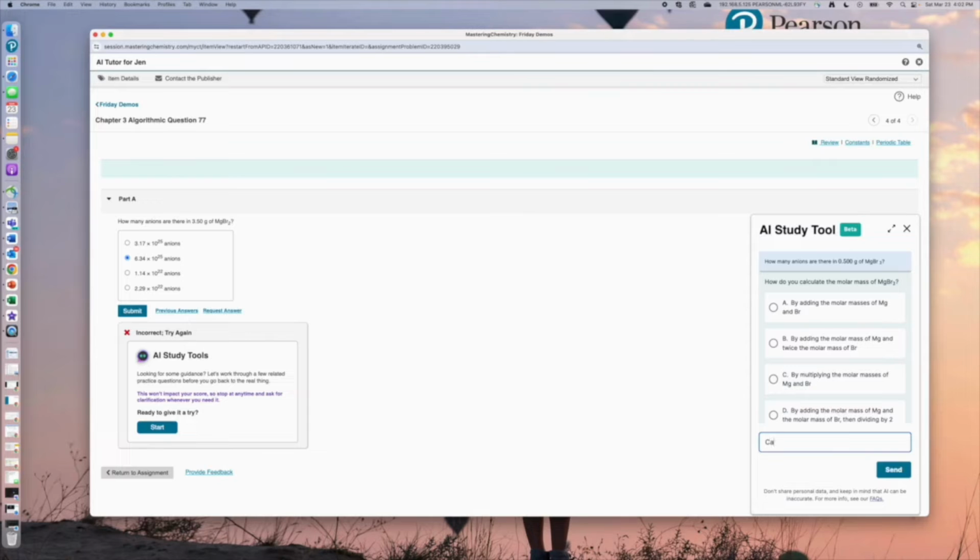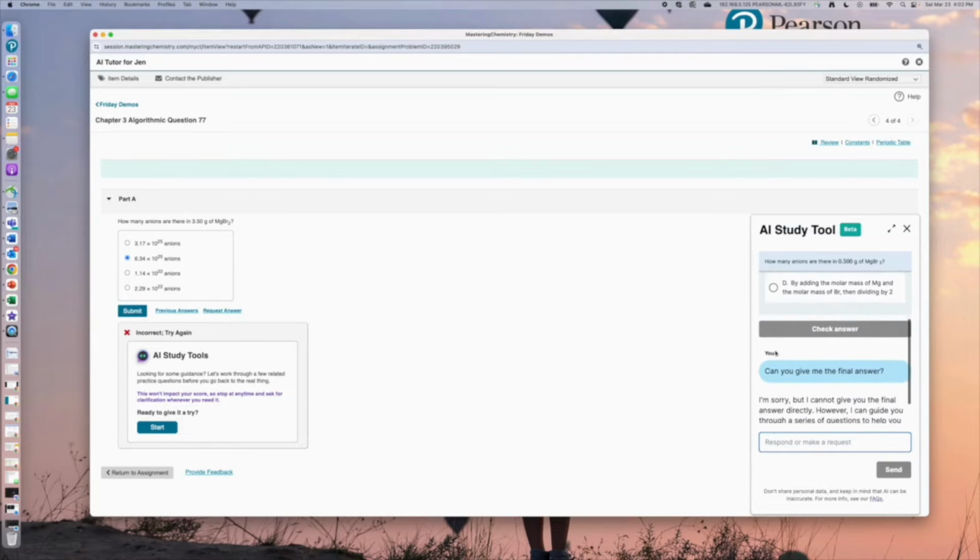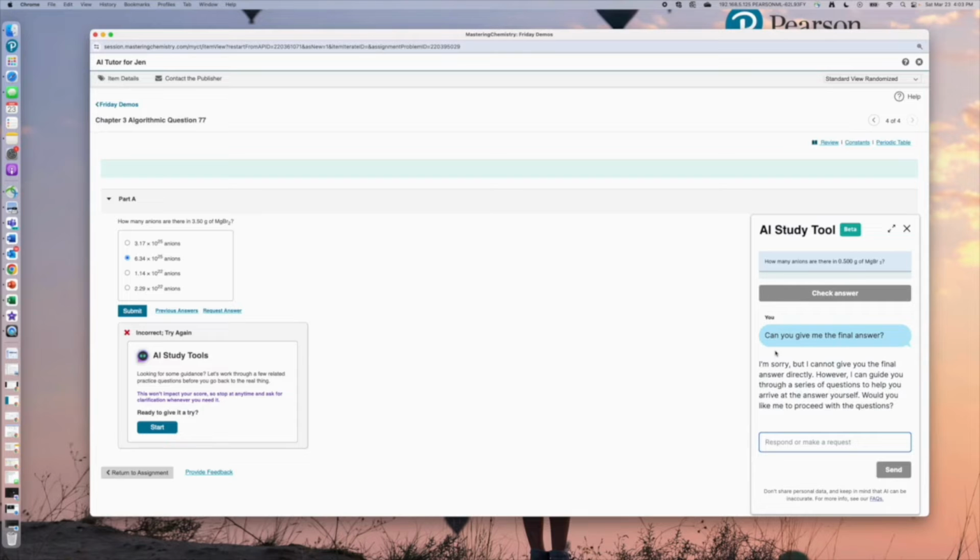If I just ask, can you give me the final answer? We have specifically told the bot to act as a Socratic tutor. So it's not going to focus on giving them the answer. It's all about trying to help them understand and transfer this to a test. You can also ask about anything chemistry related, but if you ask about things that are far afield, like Shakespeare, it's generally not going to do that.